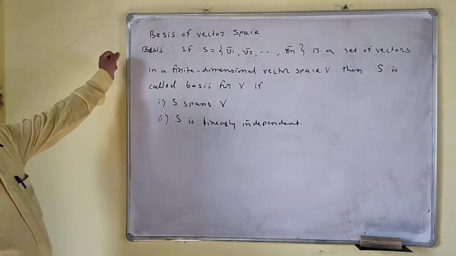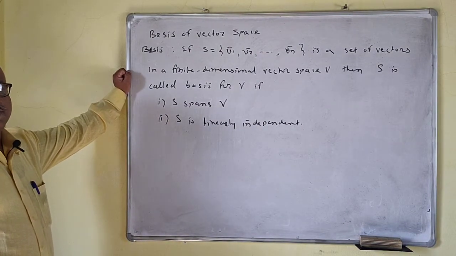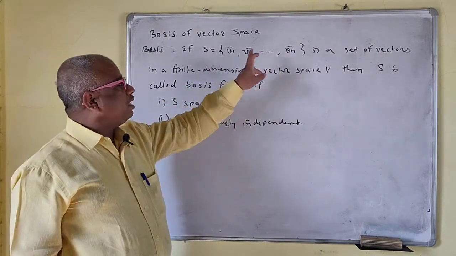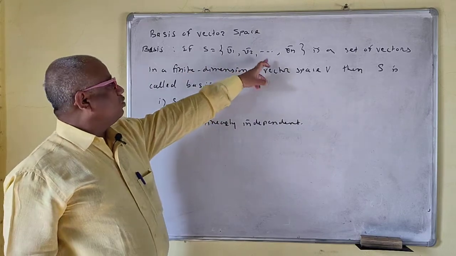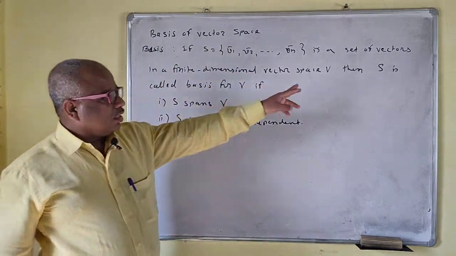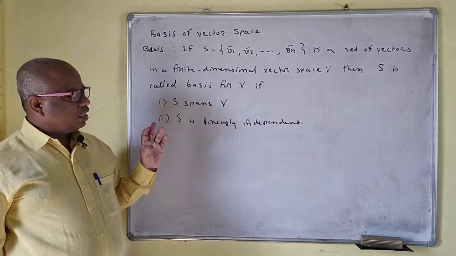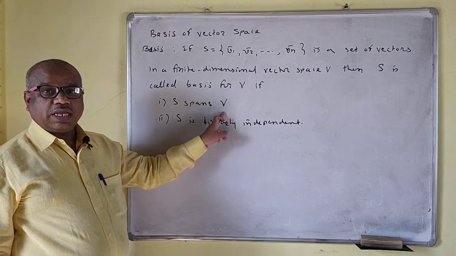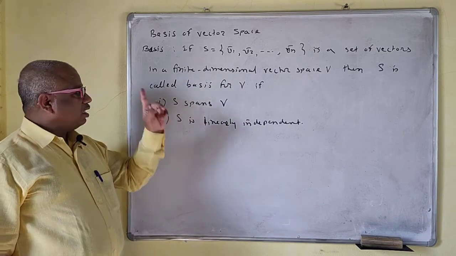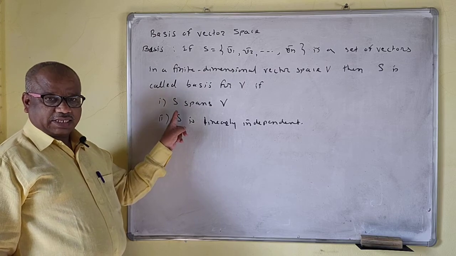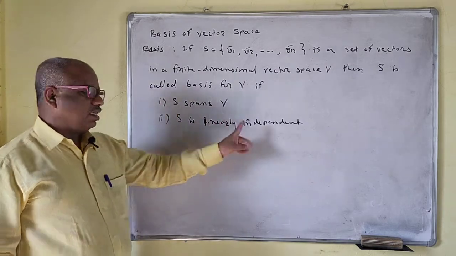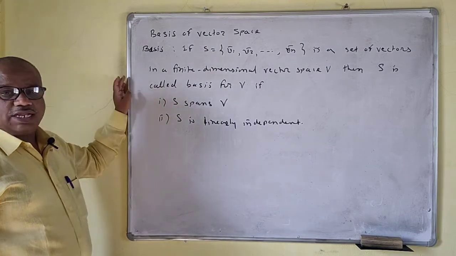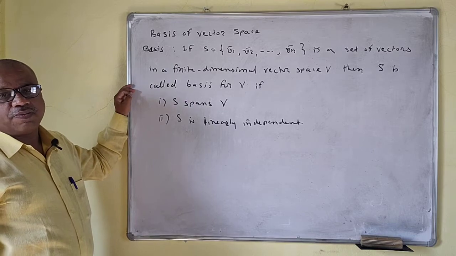Today we will see what is meant by a basis of a vector space. So we'll define this. Suppose S is a non-empty subset of a vector space V. Then S is called a basis for V if S spans V. S spans V means that every element of V is expressed as a linear combination of vectors in S. And S is linearly independent. If S satisfies these two conditions, that it spans V and S is linearly independent, then S will be a basis for the vector space V.